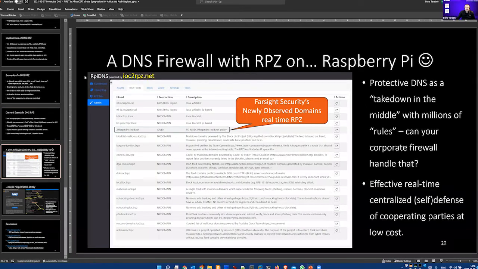This is, as I already mentioned, your RPZ DNS firewall on Raspberry Pi. I showed you this interface, and we will go through this. One of those RPZ feeds is FSI NOD, Farsight Security, Inc., newly observed domain, 24 hours, RPZ. Okay, so I run all of them on my Raspberry Pi, over 10 million rules.